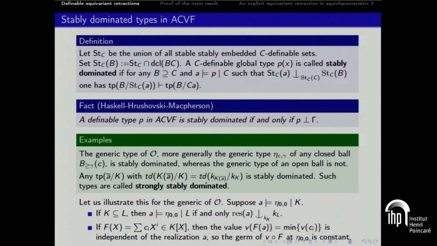And to see why germs of definable functions to gamma are constant, just take a polynomial with coefficients from K and look at the value of it. It takes on a realization of the generic of O, then this is just, as we all know, the minimum of the valuations of the coefficients. In particular, it doesn't depend on A, so the germ is constant on the type. It's completely different if you take the generic of the maximal ideal, for example.